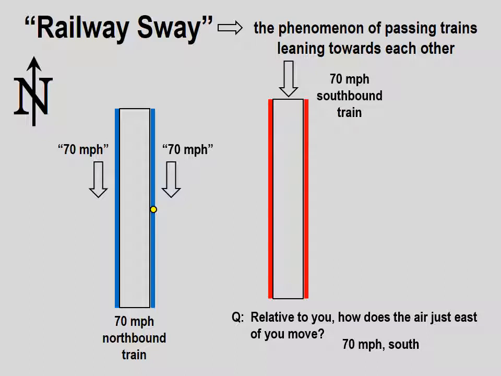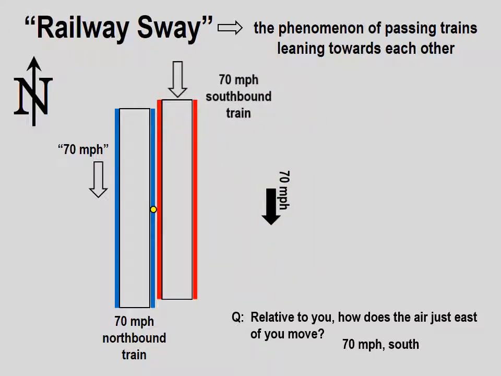Now, what if you have a southbound train that's going 70 miles per hour south? There's another film of air. Here we've colored it red. And that film is traveling 70 miles per hour along with the train. When we move those two trains close together, and here you are, you're this yellow air particle right here. Let's ask the same question. Relative to you, how does the air just east of you move?